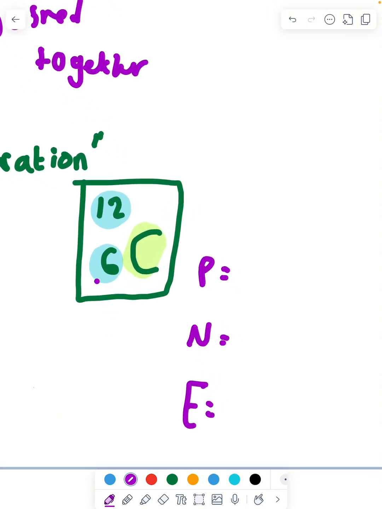So again, the atomic number tells us the number of protons and electrons. We can just copy that one down. The mass number tells us the protons and neutrons. To find out the neutrons, it's the difference between them. So 12 take away 6 is 6 as well. And that's how we do this every single time.